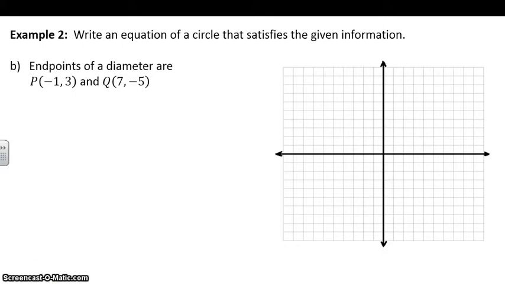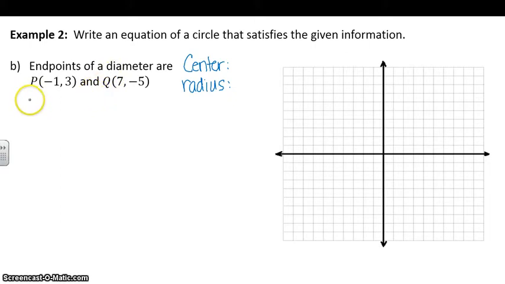Okay, part B. So we're writing the equation still. So what are the two important things that we need to be able to write the equation? Center is one of them, and radius is the other. Okay, so the endpoints of a diameter are given. So you've got to remember what you know about a circle from geometry. The diameter is the endpoints of two radii put together. So then how could I use this to find the center?